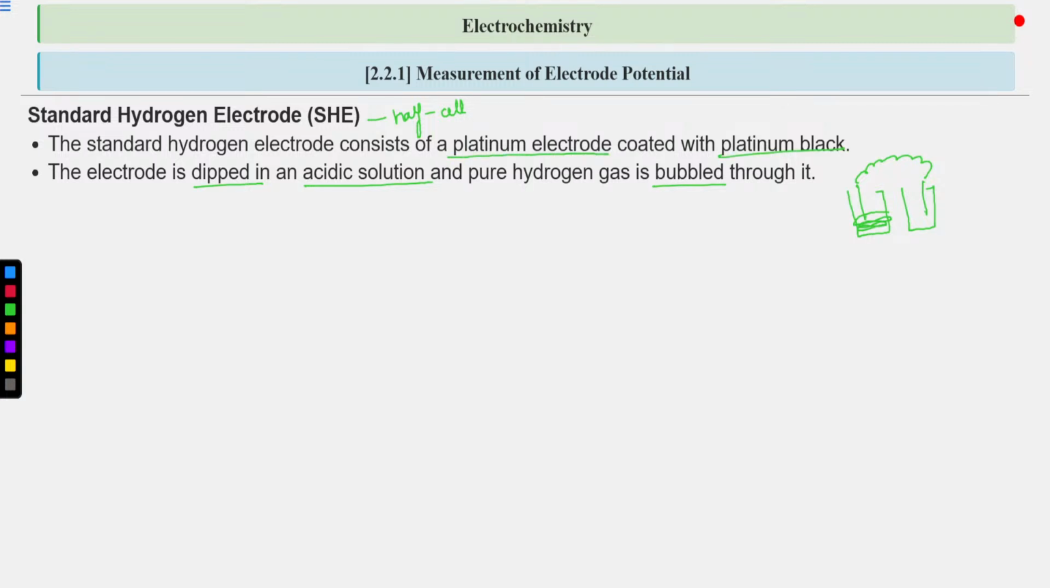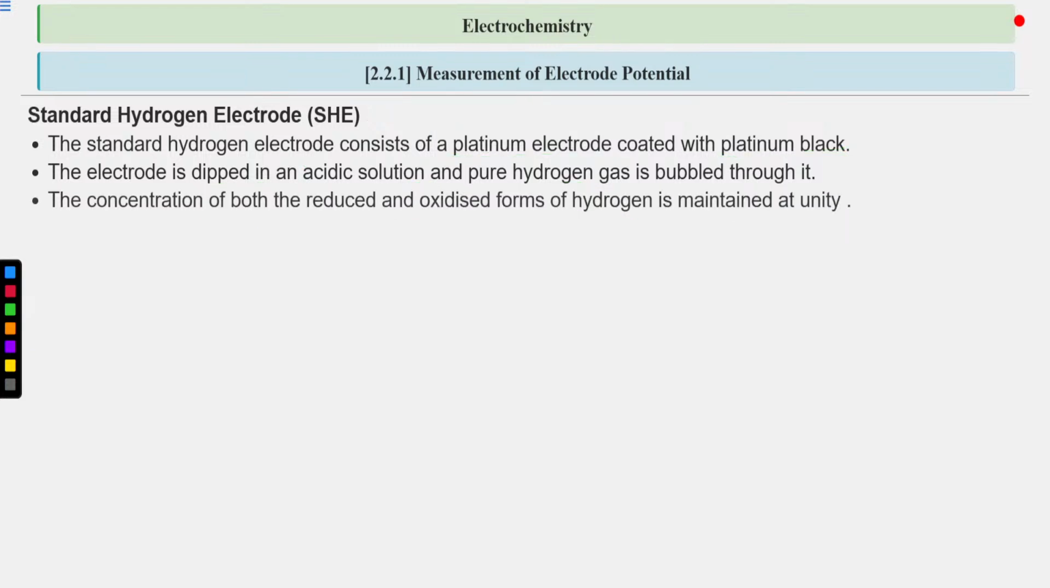Now if an electrode is there, it should be dipped in some kind of solution, so the electrode is dipped in the acidic solution, and the pure hydrogen gas is bubbled through it. The concentration of both the reduced and the oxidized forms of hydrogen is maintained at unity. One thing you have to remember is that the concentration of the reduced and the oxidized form of hydrogen has to be taken at unity, that means 1.